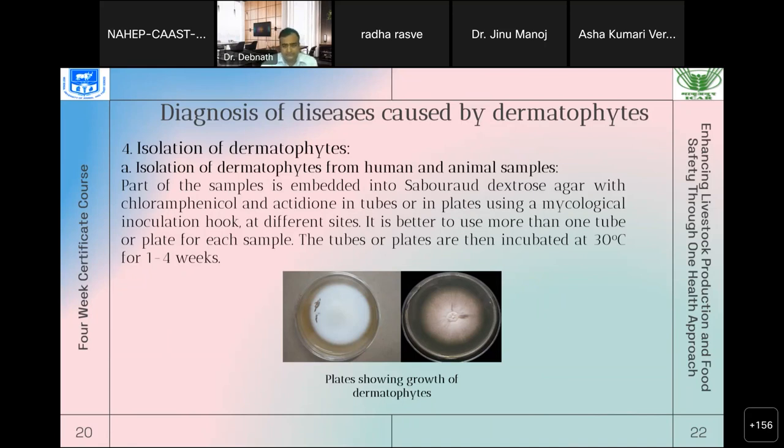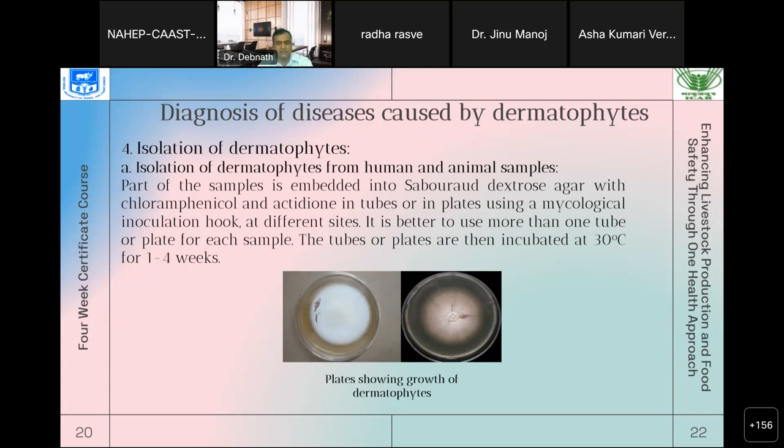After preparing the media and inoculation, we need a long incubation time. That is the difference between culturing bacteria and fungi. Here we need a long incubation period. Before 1 month, meaning 4 weeks, we cannot declare a sample negative for dermatophytes. So at least for 1 month, we need to incubate it.